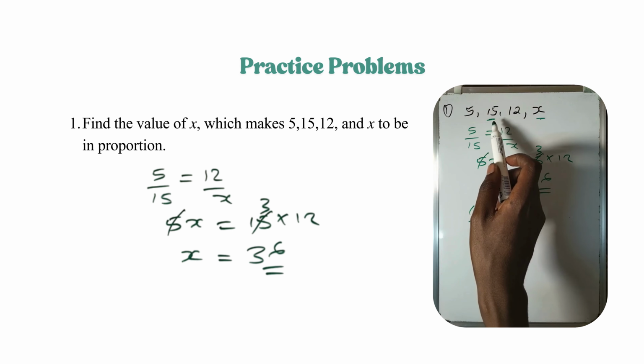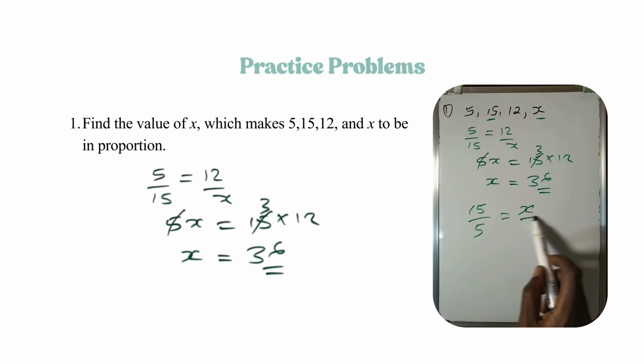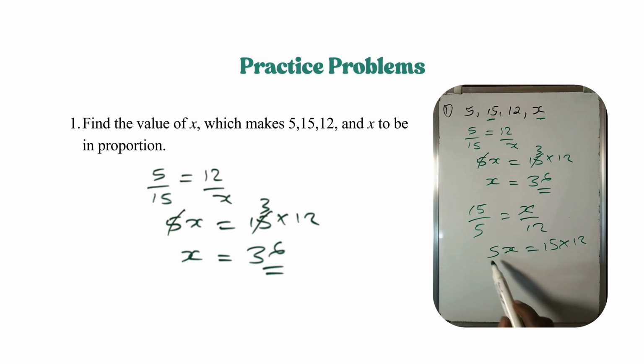Now, if you decide to start by the second one, which is 15, you also start by the second one on the other side. So 15 over 5 will be equal to x over 12, and we'll get the same answer. We just cross multiply: 5x equals 15 times 12. We eliminate the 5, we have x, and 15 divided by 5 is 3. So 3 times 12 is 36. We still get the same answer.